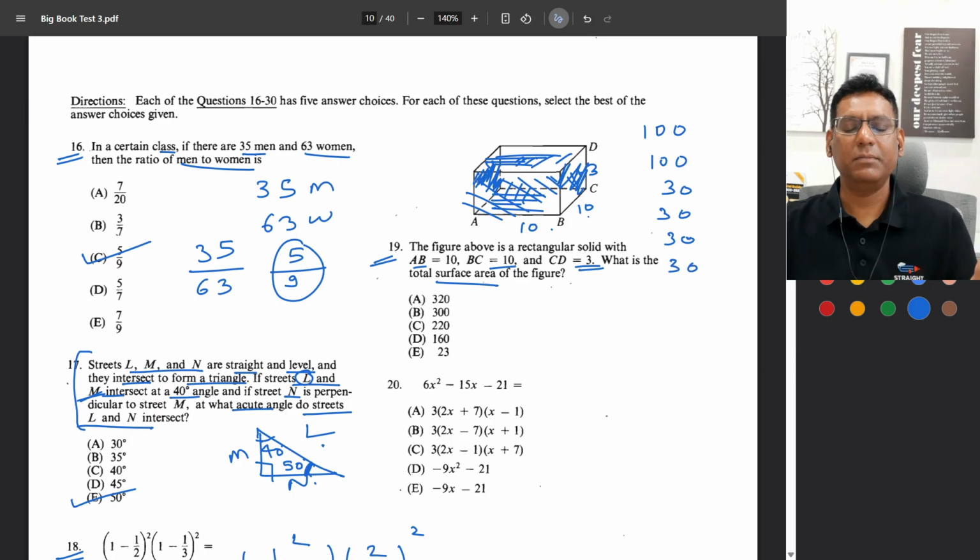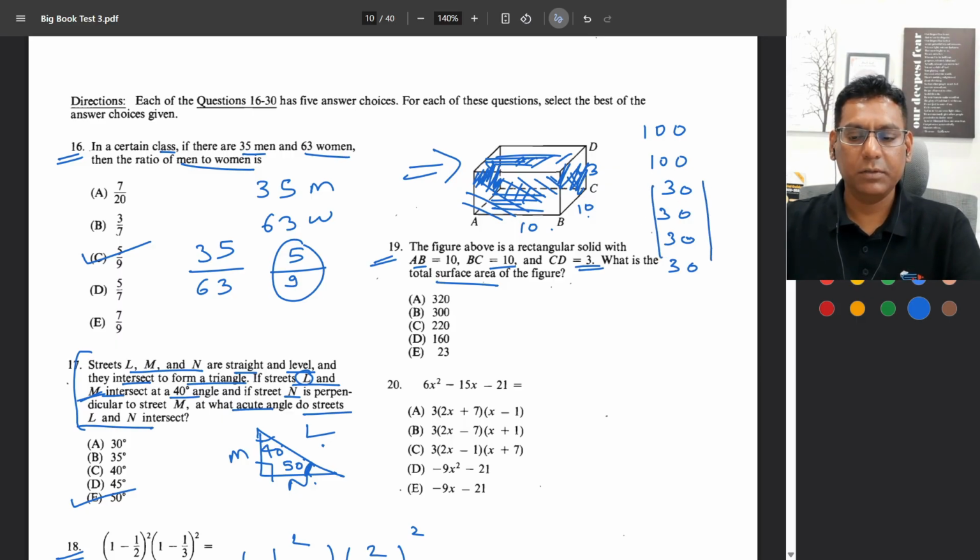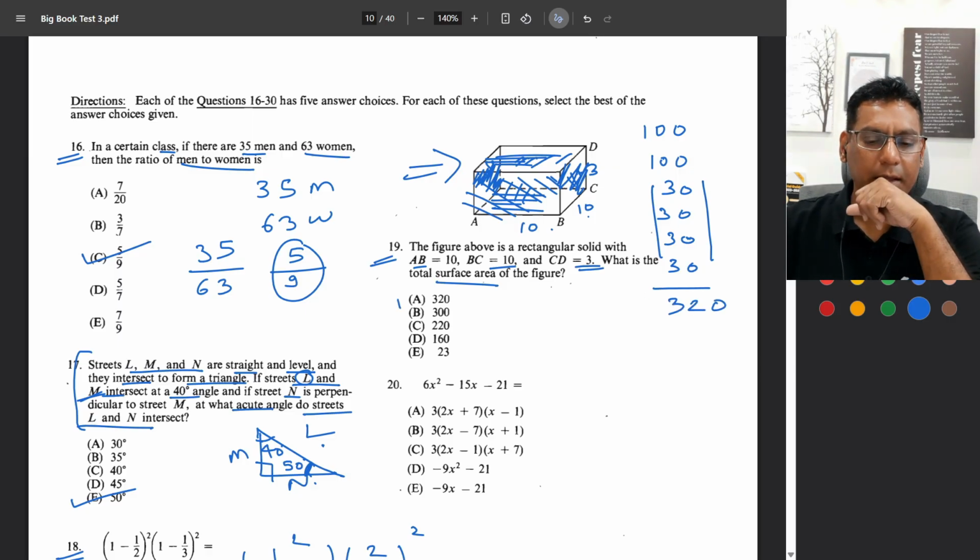It's actually they have not drawn it to scale. This looks like a rectangle on the base, but it's actually square. That's why we're getting all the same numbers. Anyway, it doesn't matter. 200 and this is 120. So that is going to be total 320. Okay. Answer choice A. Very straightforward.